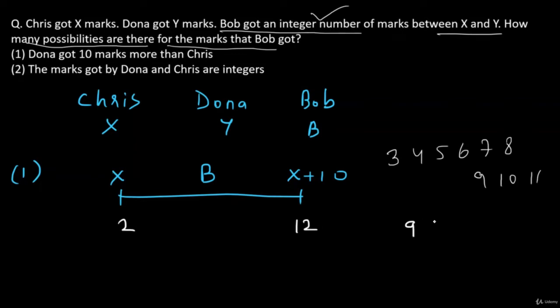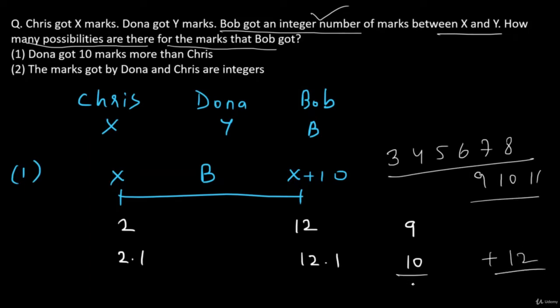Is that the only case? If Chris got 2.1 marks, then Donna would have got 12.1 marks, right? Now in this case, you can see there are 10 possibilities. There are all these 9 possibilities, and in addition to that, you have 12 also. So there are 10 possibilities. Therefore, you can see that using statement 1 alone, you cannot find the answer. Statement 1 alone is not sufficient. So this is a trap.